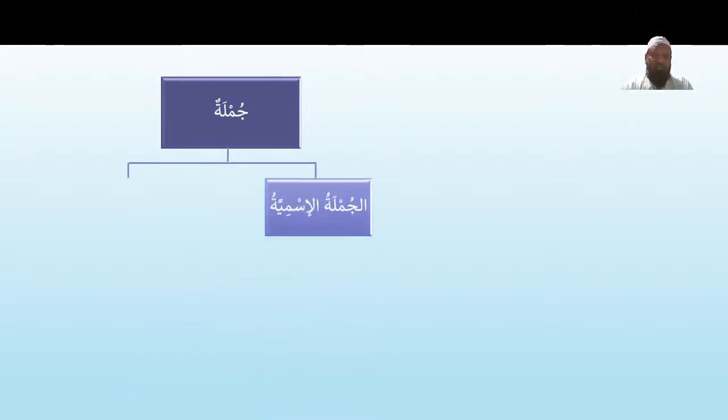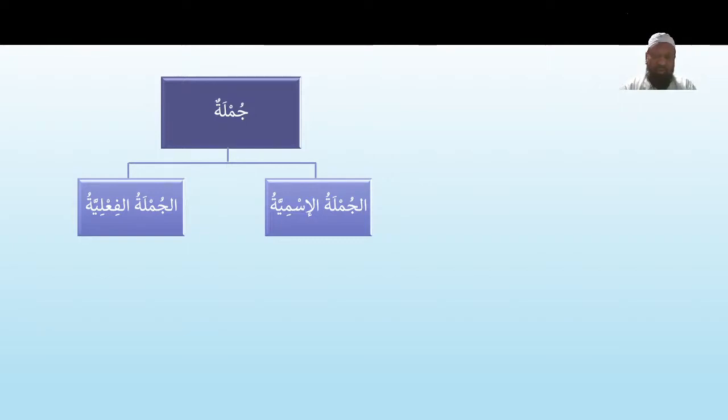Alhamdulillah, we are learning Jumla, how to make sentences in Arabic. Jumlatun is singular, plural is Jumalun. We've learned the two types of Jumlas. Number one is Al-Jumlatul Ismiyatu, and number two, Al-Jumlatul Fi'liyatu. So let's look at it. Al-Jumlatul Ismiyatu and Al-Jumlatul Fi'liyatu.